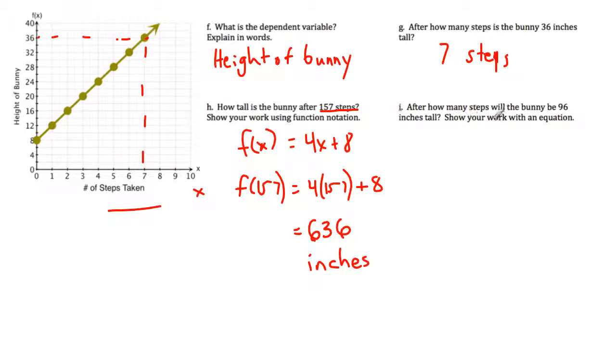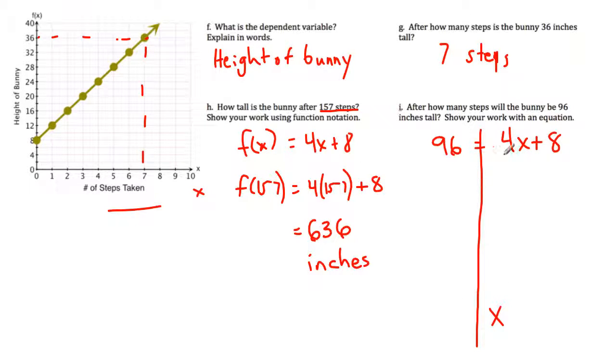On this other one, how many steps will the bunny have taken when it's 96 inches tall? Here, we want to take 96 and substitute that in for f of x, and say that 96 is equal to 4x plus 8. Now we're going to solve this for x.